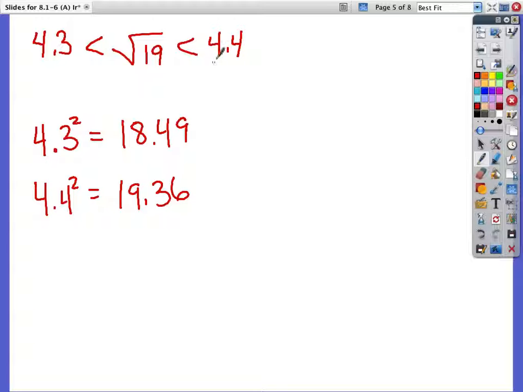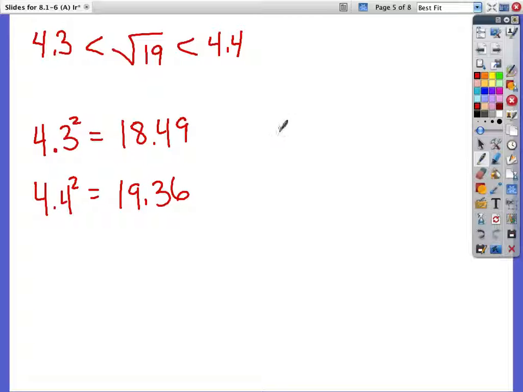I'm going to recap that. 4.4 squared is more than this, therefore the square root of 19 must be greater, or I'm sorry, less than 4.4. And I know the square root of 19 must be greater than 4.3 because 4.3 squared isn't quite 19. Now, with that logic, the next part's super easy. I pinpointed it down to within a tenth, and now I'm going to split the difference.